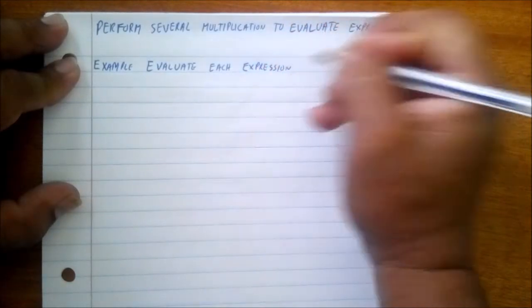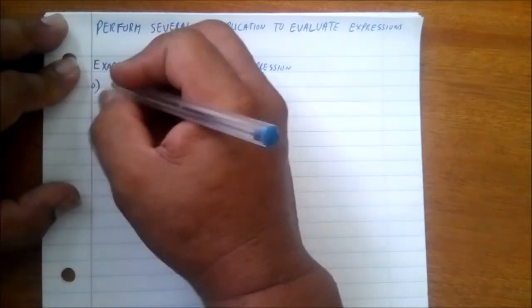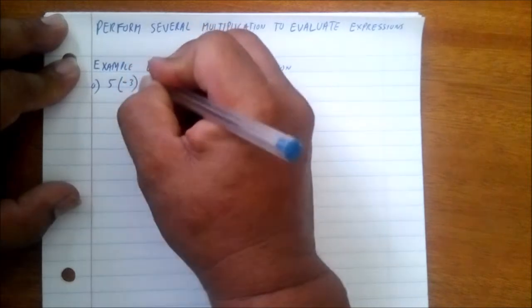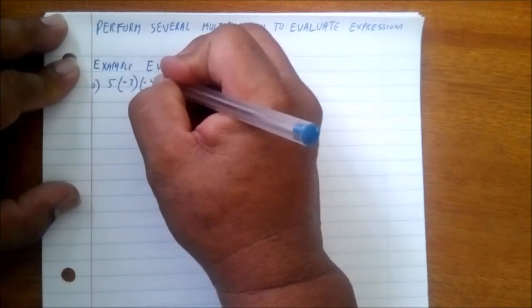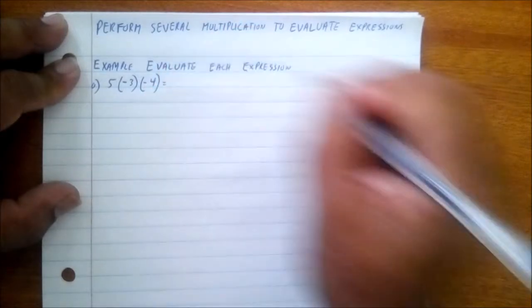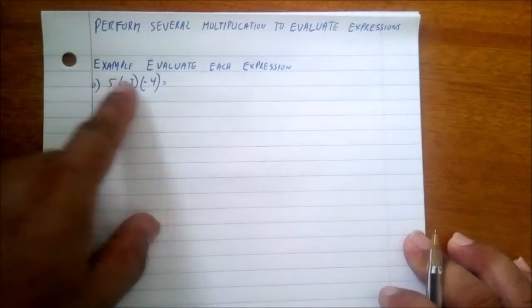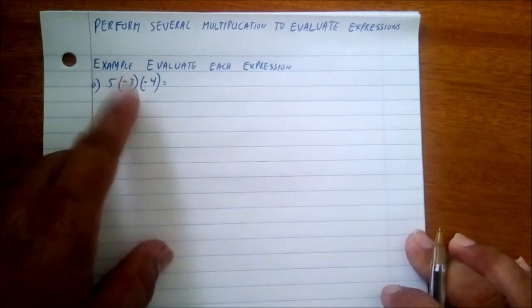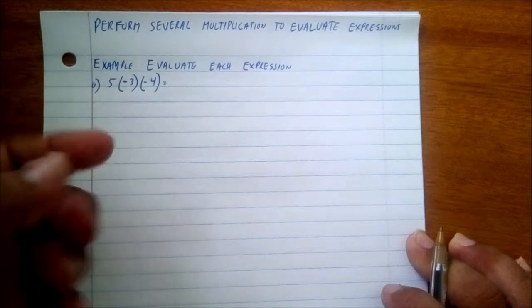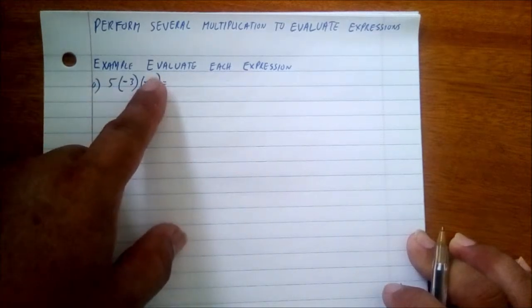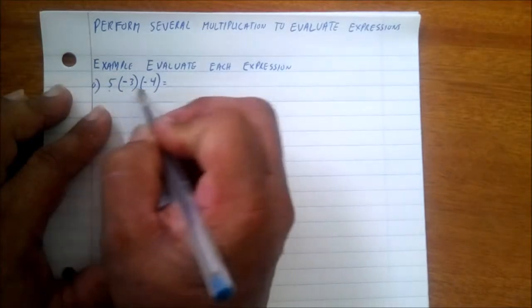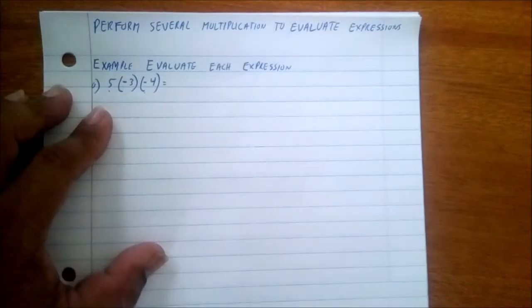All right. So we have here our first problem: 5 times negative 3 times negative 4. I'll give 3 examples within this part, evaluating each expression. Our strategy here will be, since there are no calculations within parentheses and no exponents, we'll perform the multiplication working from left to right. Okay, so we proceed now.